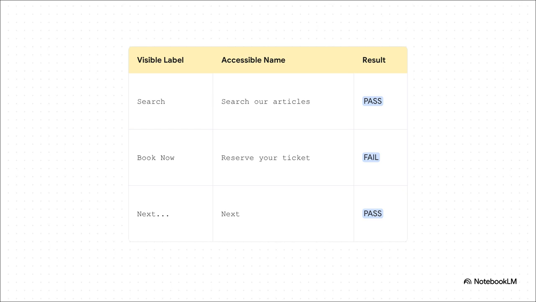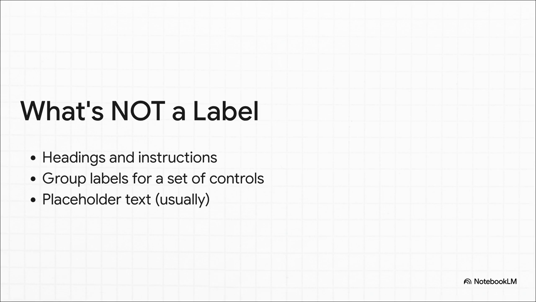And look at this last one. It shows that little things like punctuation are usually fine. A button that says next can have an accessible name of just next, and that's perfectly okay. Now, it's also really important to know what this rule doesn't cover. Basically, we're not talking about things like the main heading on a page or instructions that come before a form. This rule is laser-focused on the text that's right on or next to the button or link itself.